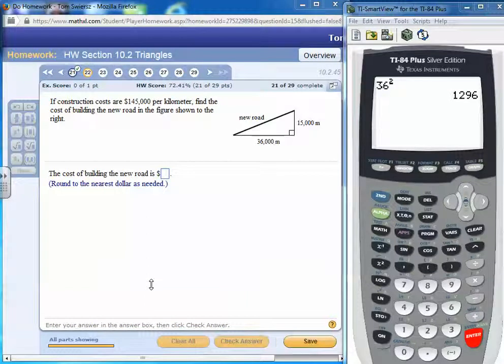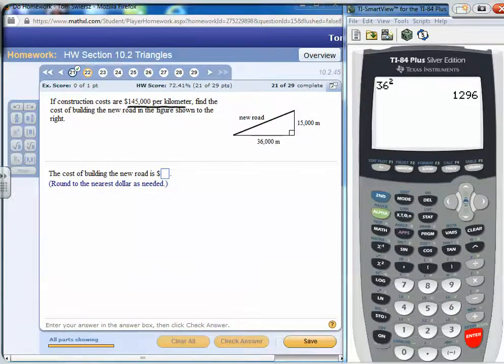Let's solve homework exercise number 22 from section 10.2. We have construction costs of $145,000 per kilometer. Find the cost of building a new road in the figure shown. Okay, again, we have a right triangle because we're given the square here, so we know it's a right angle.